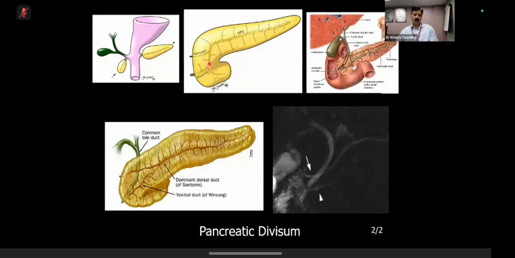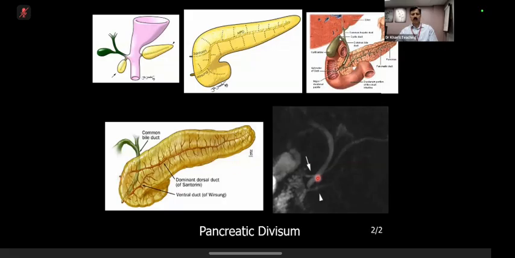The usual pattern is that it joins with the main pancreatic duct, the dorsal bud. One pattern is shown here, where the duct of Santorini also has its own opening. Another pattern will be where this completely obliterates and there is only one opening. So all of these are possibilities. Pancreas divisum is what is shown here, which is self-explanatory: the duct of Wirsung just ends here and is not in continuity, which means that there will be two ampullas.